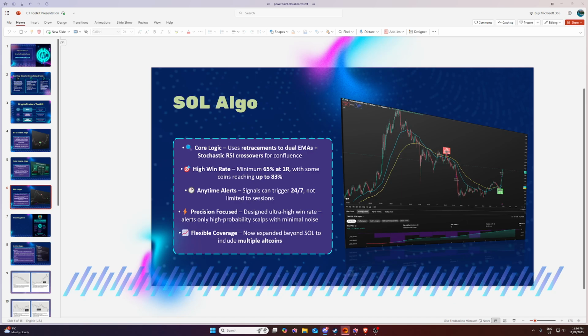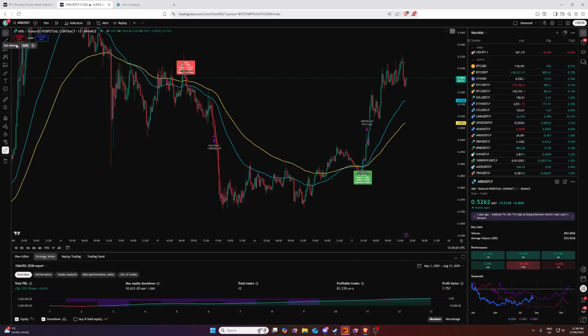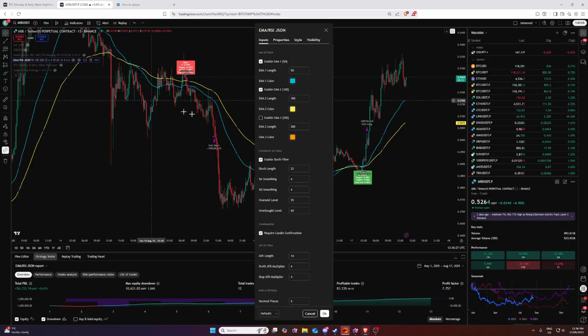So in terms of the source code for the algorithm, it will be released as an indicator soon, hopefully by next week. As an indicator, you can play around with the settings yourself. These are the default settings that I find to be the most effective. So the dual EMAs are 50 and 100. The stochastic RSI settings are as follows. I've adjusted this a little bit based on the backtesting data.